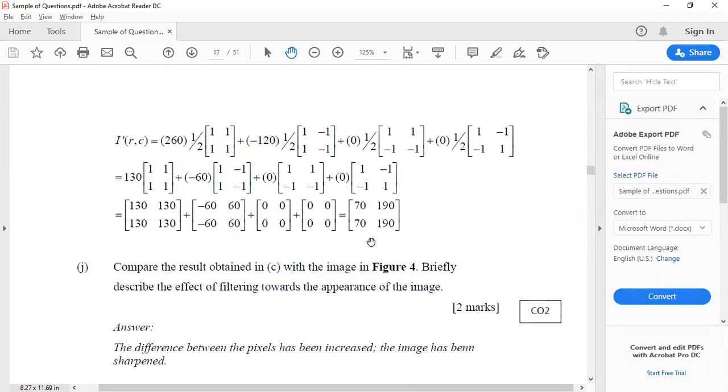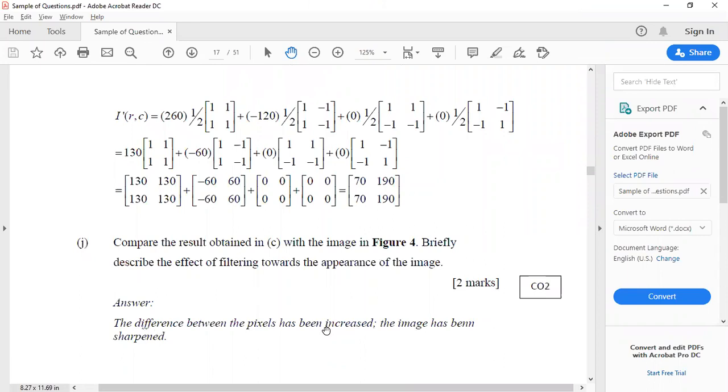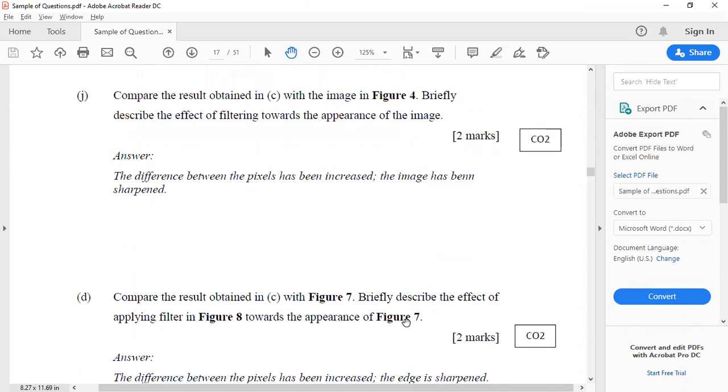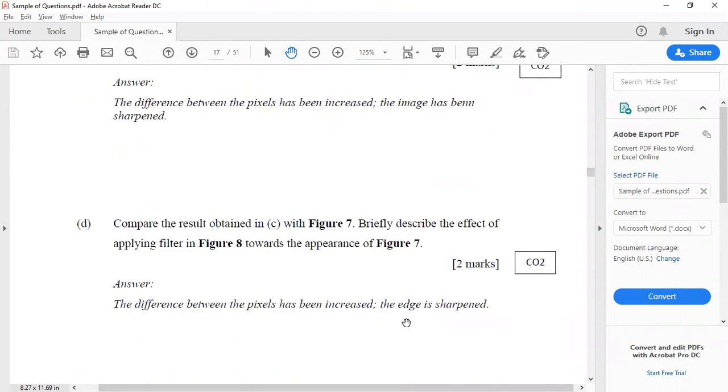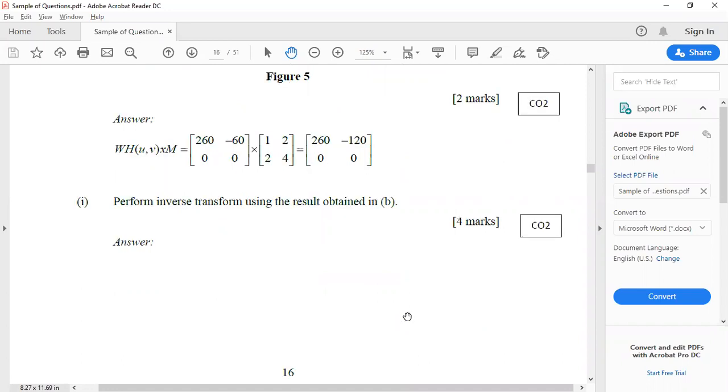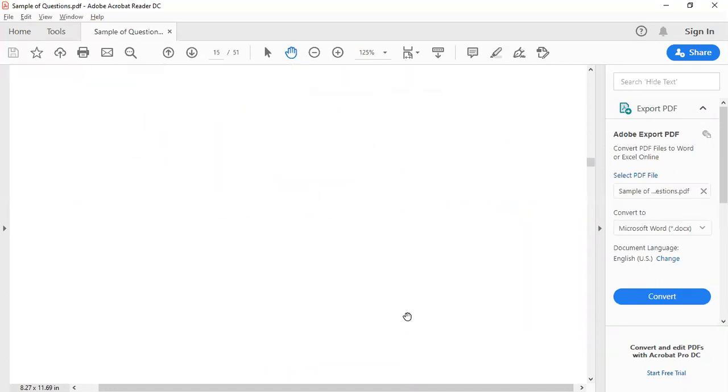So compare with the results, briefly describe the effect. The effect is the difference in the pixel has been increased. So the image has become sharpened. Has been sharpened, sorry. Kenapa macam ni? Kat sini tadi sudah hilang.